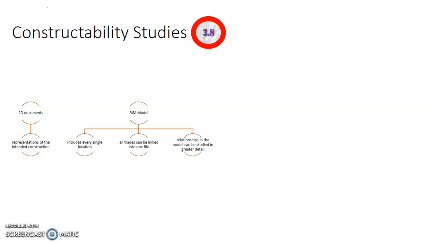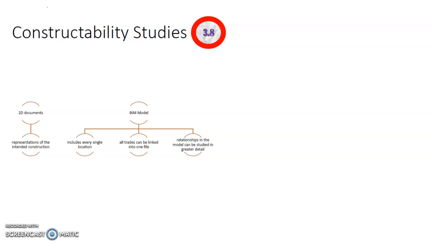And then we started to move into building information modeling, or BIM. The BIM model includes every single location, and all the traits can be linked into one file. The relationships of the model can also be studied in greater detail. This way of doing the construction is actually superior to the 2D documentation or 2D drawings. But that is still not good enough, and we are now able to tap on VDC services to carry out constructability studies.